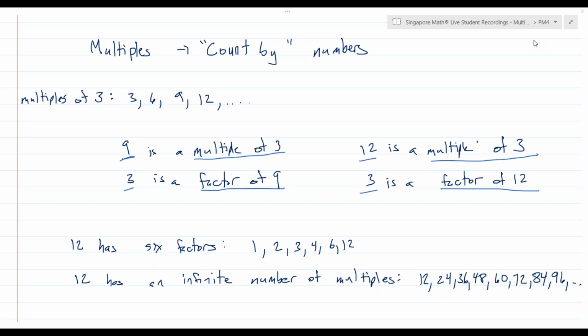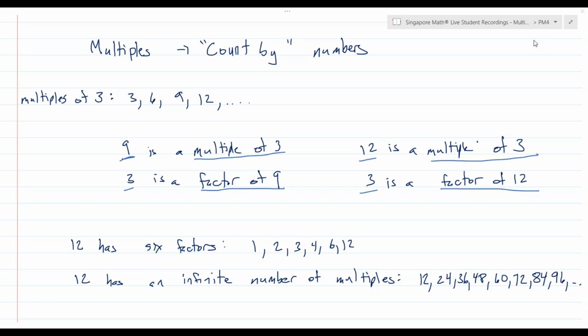So notice this information too. The number 12 has 6 factors. We've done this. 1 times 12, 2 times 6, 3 times 4. So there are exactly 6 factors of 12. 1, 2, 3, 4, 6, 12.